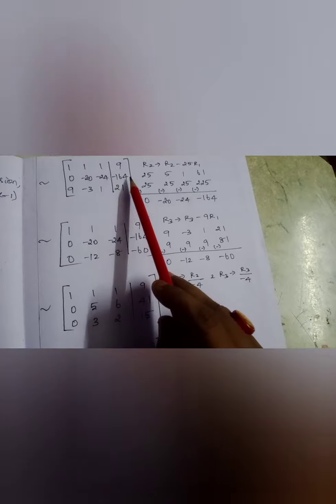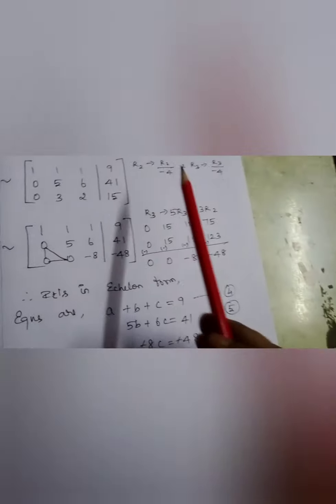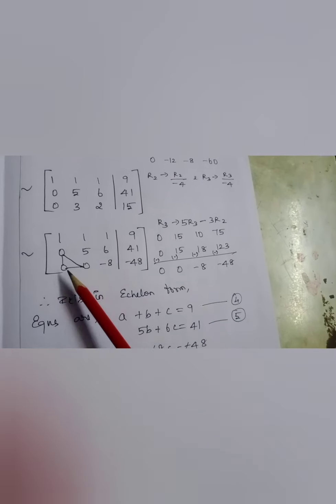So R2 implies R2 minus 25 R1, and we are getting 0, minus 20, minus 24, minus 164. Again R3 implies R3 minus 9 R1, and we are getting 0, minus 12, minus 8, minus 60. Both the elements we got to be 0. One more element we have to make 0. So we are dividing the second row by minus 4 and the third row also by minus 4, and finally we are having 5 6 here and 3 2 here. So we don't have any other option other than multiplying 5 by this row and 3 by this row. After multiplying we are getting it in the echelon form.